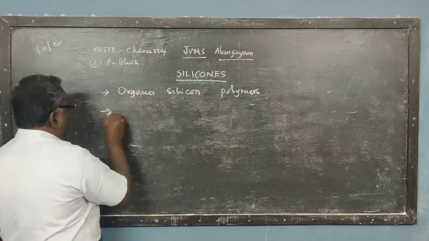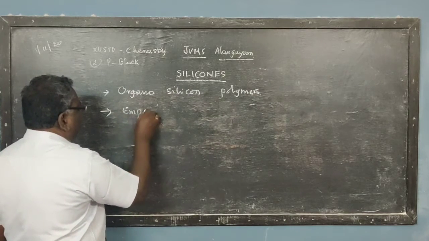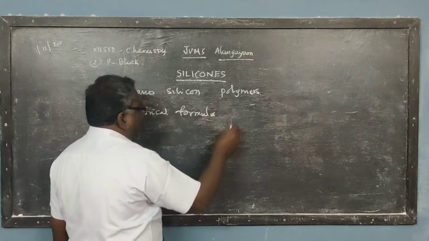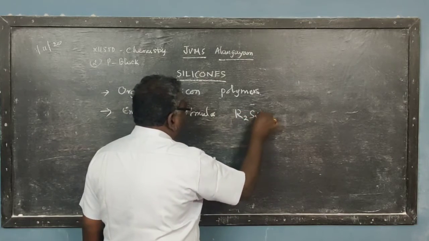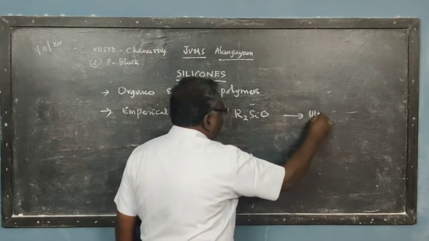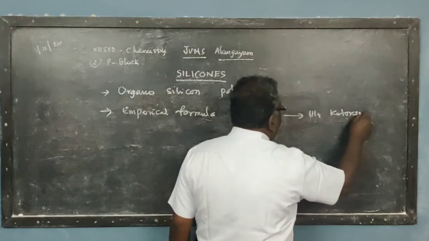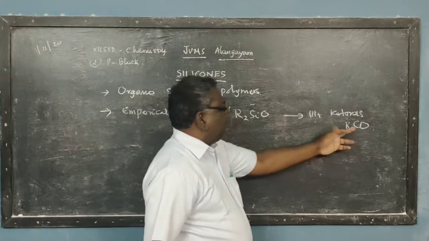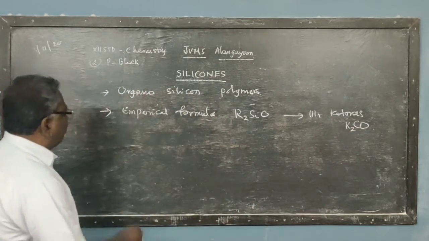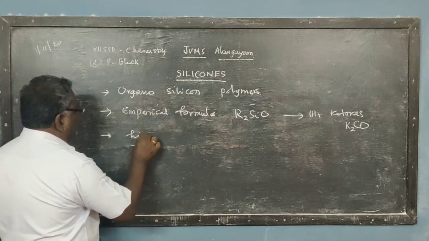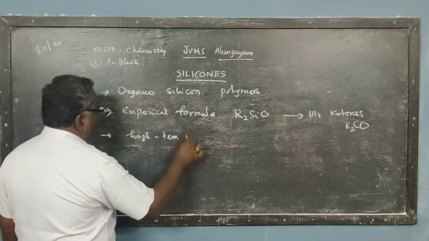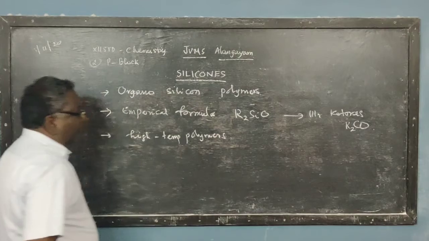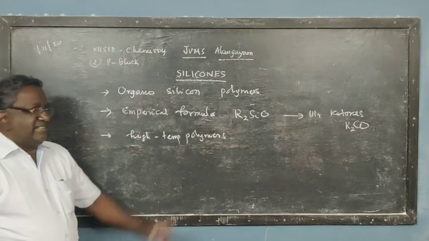Right? Their empirical formula is R2SiO, which is almost similar to ketones. Ketones have R2CO. Just like the carbon compound, a silicon compound is also obtained here, right? They are also known as high temperature polymers because these polymers are capable of withstanding high temperature.